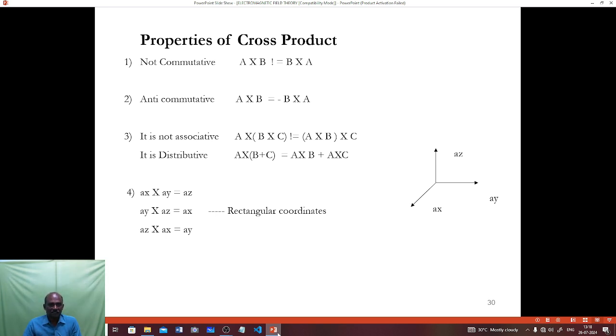It is not associative: A cross B cross C is not equal to A cross B cross C grouped differently, but in the case of the dot product they are associative. And it is distributive: A cross (B plus C) is equal to A cross B plus A cross C.